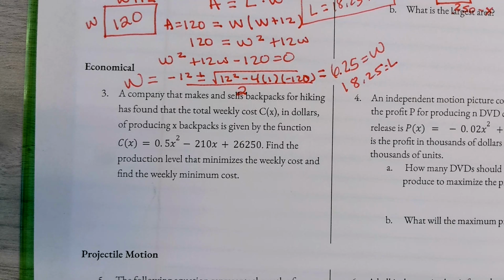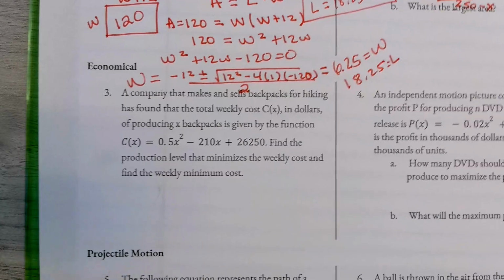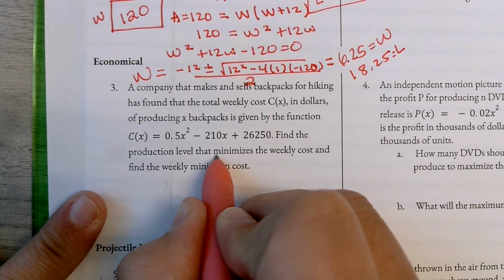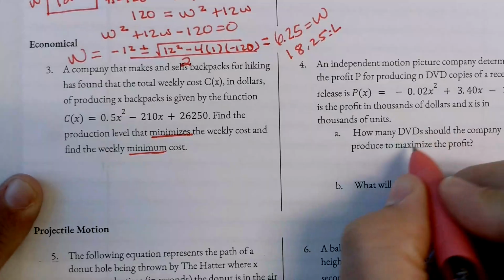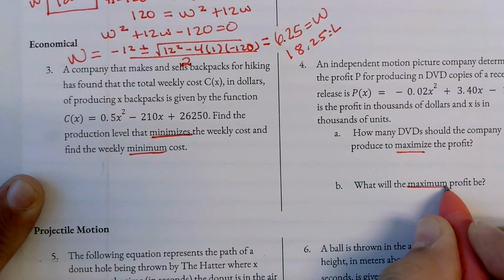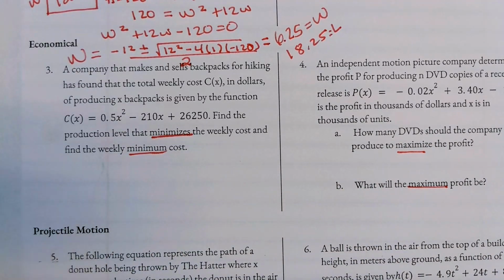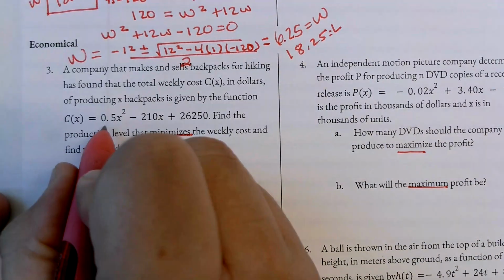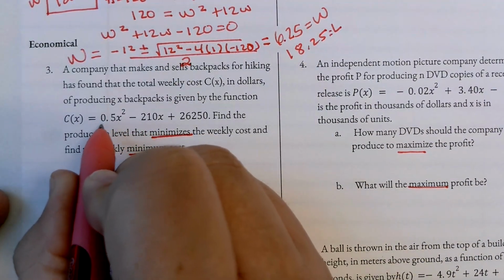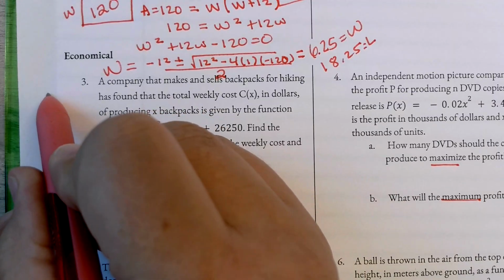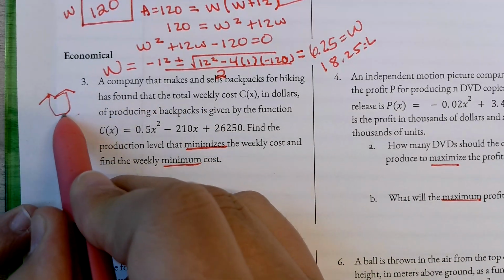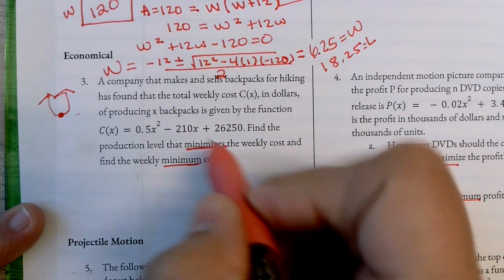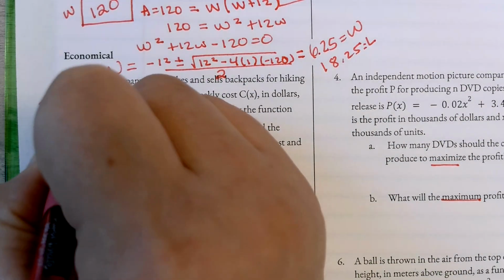Now, I'm calling these economical problems, but usually the question is asking you for the maximum or the minimum. In this case, this one is maximum in number 4 and the minimum in number 3. So what's happening is they give us this quadratic function. This one has a positive number out front, so I'm just going to draw you a little sketch real fast. This quadratic function looks like this with a minimum point. So what they're really looking for is the vertex.